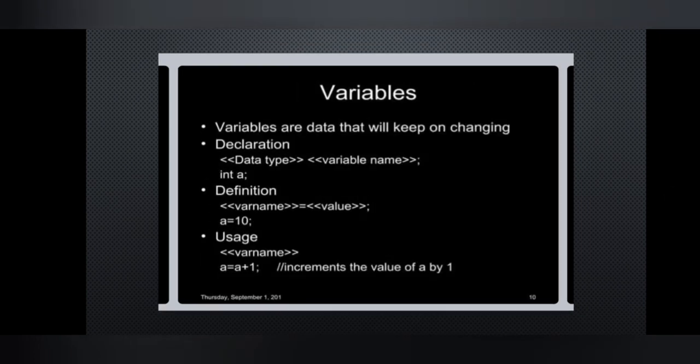So here we come to variables. So what are variables? Variables are data values that keep on changing. Variables are declared with a data type and a variable name. So int is the data type and a is the variable name. Here we have declared it. And how we define it is variable name equal to variable value. For example, a equal to 10, and how we use that variable is a equal to a plus 1. We have just incremented the value of a by 1.